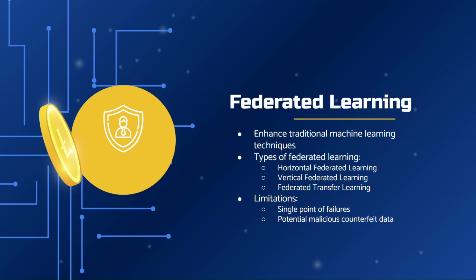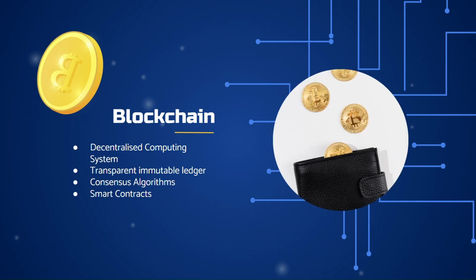Nonetheless, federated learning systems still possess several challenges such as single point of failure and the potential of sending malicious counterfeit data during the training phase. On the other hand, blockchain is a decentralized computing system whereby blocks are chained together with SHA-256 hash, forming an immutable ledger that contains transaction information. With a decentralized network, consensus algorithms such as proof of work and proof of stake allow each node in the blockchain network to have access to data shared among others in the network.